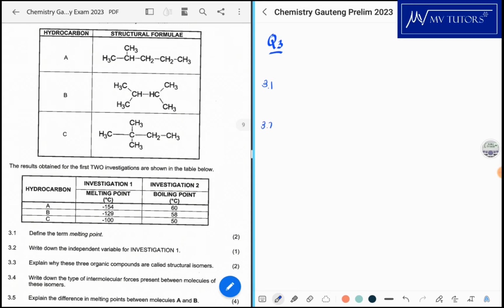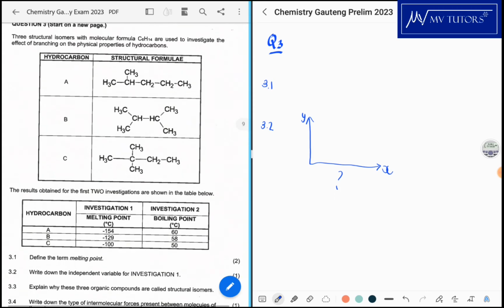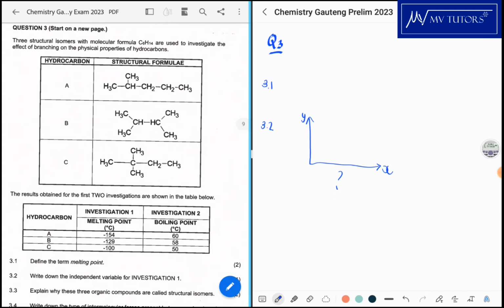Okay. And 3.2, write down the independent variable for this investigation. By independent variable, it means if I were to plot this on a graph, independent would be what is on the x-axis, all right? Dependent is what is on the y-axis. So if I were looking at this, for investigation 1, we have melting point, right? The melting point is dependent on the structure of the hydrocarbon. Okay, so basically the structure here, we're looking at branched. Yes, we're looking at the effect of branching.